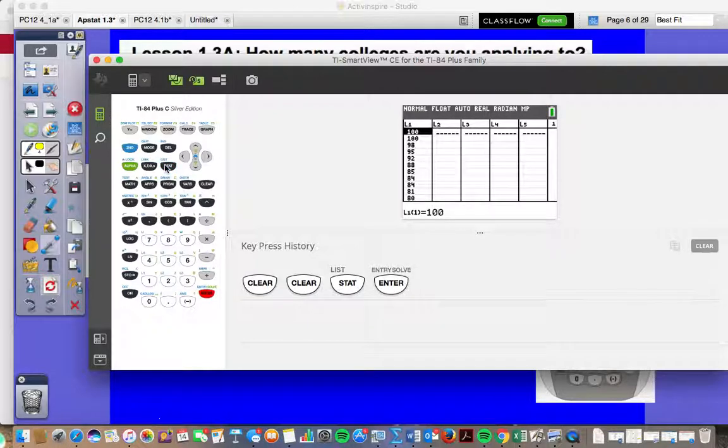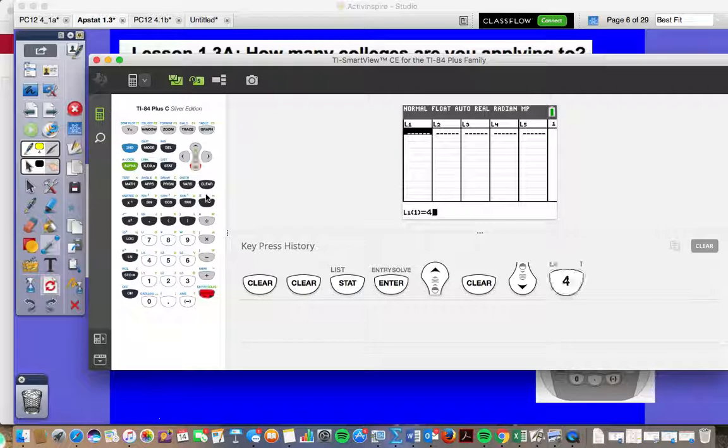Stat edit. Okay? Now, if you have something in the list 1, there's an easy way to get rid of that by just going up to the top of L1, pressing clear, and then just coming back down, and that just clears the whole list. Time is very precious on an AP exam, so that's a good tool there.